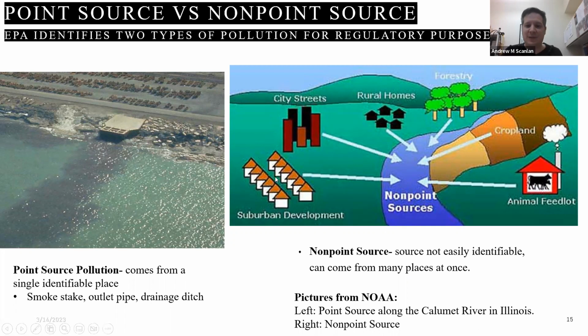A non-point source is not easily identifiable. It can come from many places at once. A non-point source is illustrated in the picture on our right. We have city streets, suburban development, rural homes, cropland, and animal feedlots. These would be places rich in nutrients, such as a farm, or paved areas like city streets, and when the rain comes through, it washes all these nutrients into the stream. So it's coming from multiple sources, and where it runs into the stream isn't necessarily the point of its origin. The point of origin could be a couple of city blocks away from the stream. These non-point sources are typically harder to identify and manage than point source pollution. With a point source, you can physically measure the water outflow and measure chemicals or whatever nutrients are found in it. With non-point source, you have to be a little more creative in trying to identify where it's coming from.